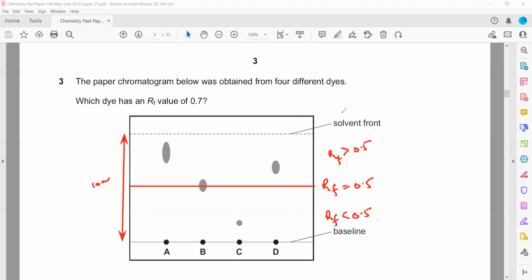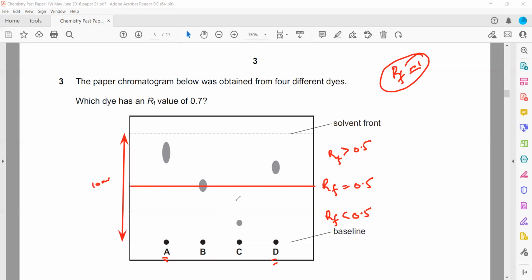The maximum RF value can be 1. If the spot is above the halfway line, the RF value will be more than 0.5. Below the halfway line, the RF value is less than 0.5. And on the halfway line, the RF value will be 0.5. So we are left with only two options: either A or D can be the answer. Why can B or C not be the answer? Because B is exactly on the halfway line, so B will have an RF value of 0.5.